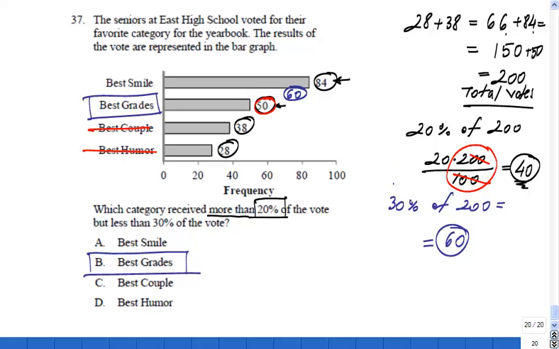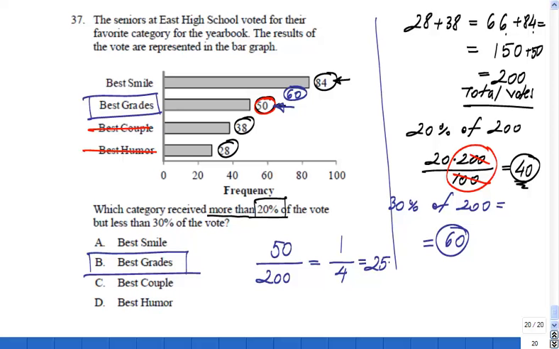And what if the problem asks you, what percentage of the total number of votes are these best grades votes representing? How can you find that? Well, you guys remember, you divide the part by the total, right? And to find what percentage that is, you say, hey, it's 50 divided by 200, and that gives you what? Well, 50 goes into 200 4 times. That's 1/4, and this is actually 25%.